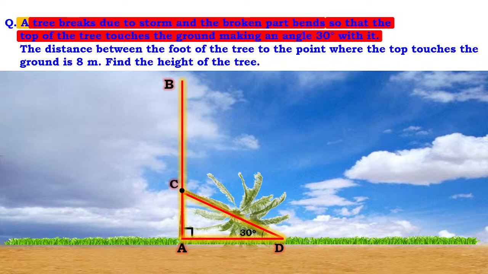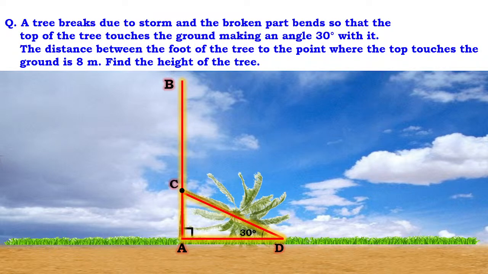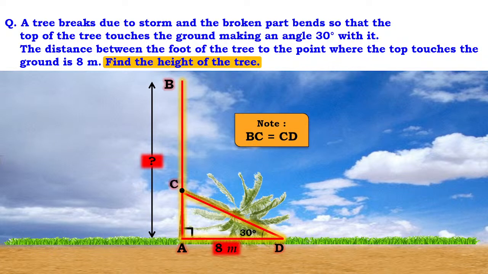30 degrees. सबको समझ में आया? Okay. And what is the distance between the foot of the tree and the point where it touches? 8. So AD is given, or AC is given, or AB is given? What is given? AD. So what happens? AD is how many meters? 8 meters. So what do we have to find here? Height of the complete tree, not only AC. Height of the complete tree we have to find. Okay. So what am I going to do? पूरा height ढूंढना है मुझे. So can I say BC is equal to BD?